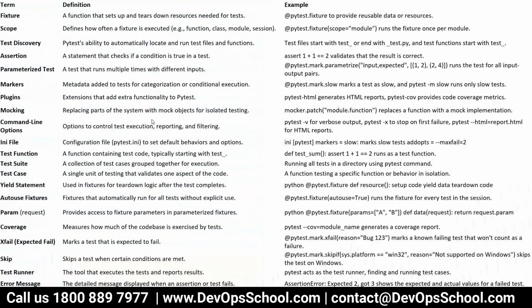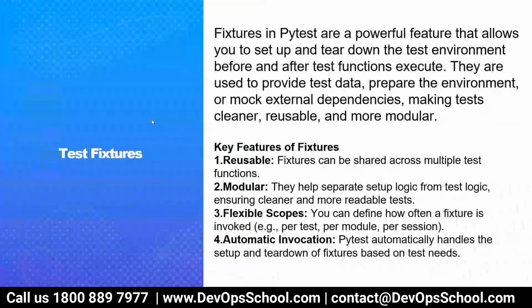So now this is the complete list of all the terminologies which we use in pytest. A fixture is basically a function that sets up and tears down resources needed for a test. So a fixture has to be there as part of pytest. Scope, test discovery, assertion, parameterized test, markers, plugins, mocking, and a few more terminologies we need to know as part of understanding pytest. Again, I'm not covering this in much detail because I know we don't need it in detail, but if you have interest, you can go offline to understand each of these. But fixture is important. So what is a fixture?